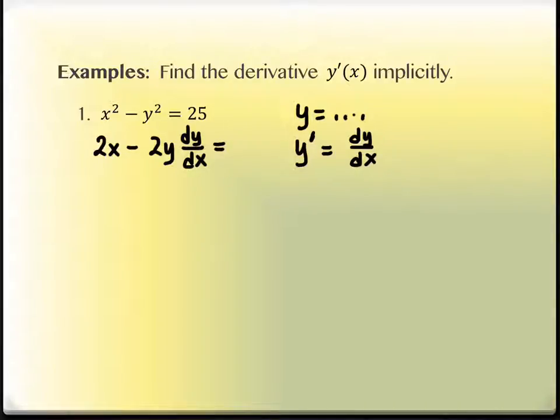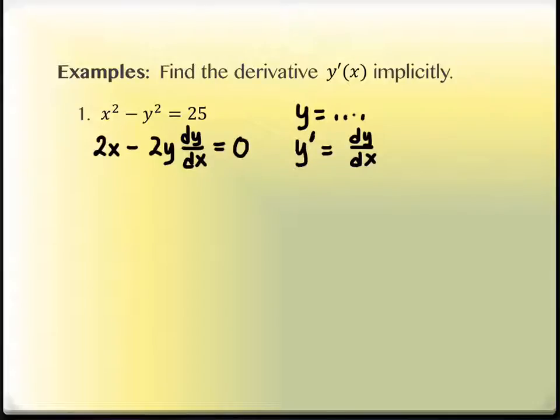And then on the right-hand side, what's the derivative of 25? 0. That's 0. Now, calculus is done. That's the derivative implicitly. However, in order to actually write it out the way it was asked for, that is, find the derivative y prime of x or dy/dx, what do you have to do?